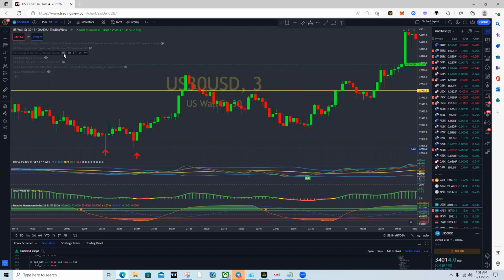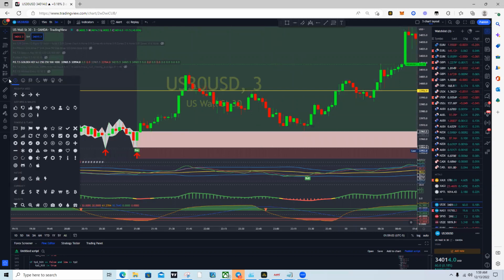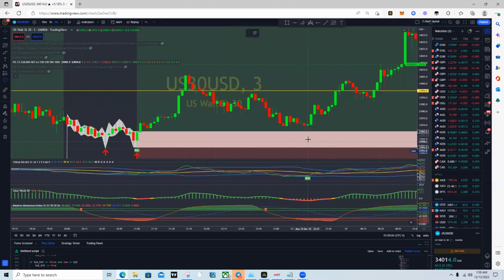Let's take the session key off. Now let's put the golden key on for a minute. Look where it stopped at. I can't make this up, man. This is insane. It stopped at the top, to the very pip, and this is US30 on the 3-minute chart. To the very pip, it stopped at the top of the golden key zone.